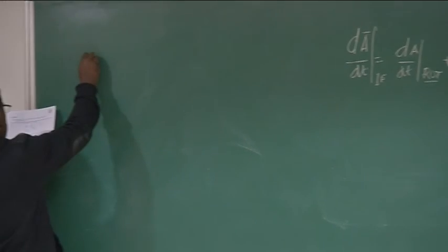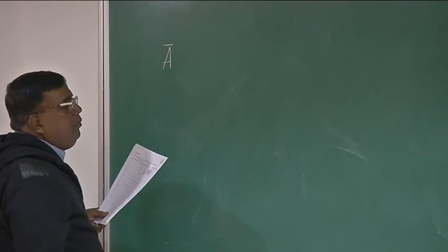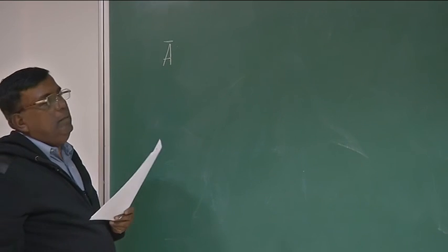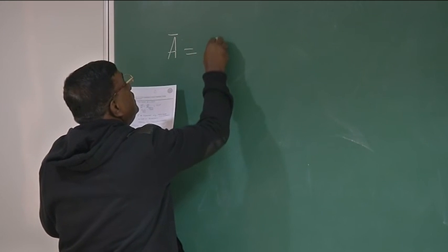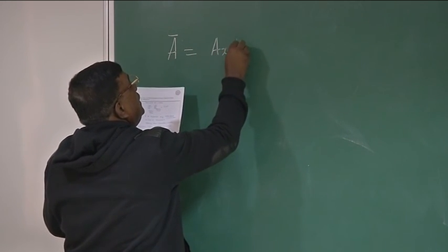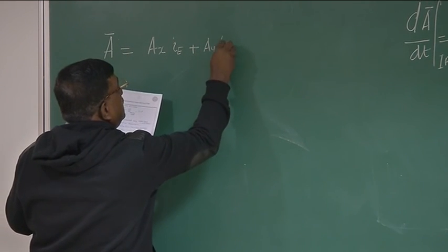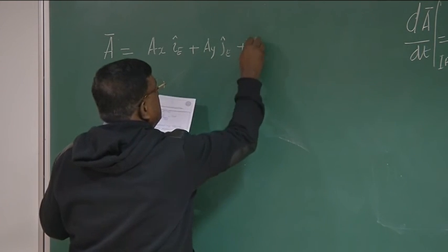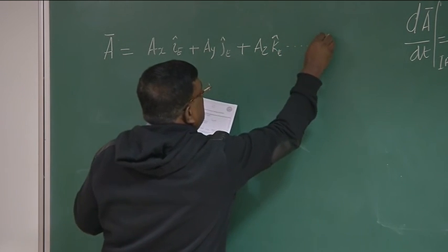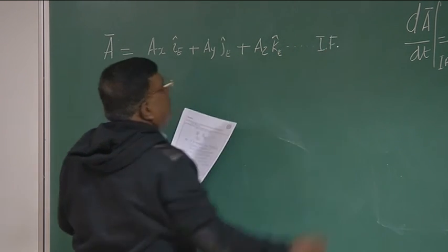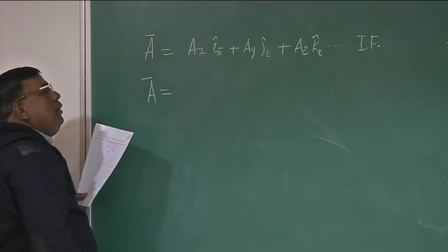Let me define a vector A. I can define this vector both in the inertial frame and the rotating frame, because both have an axis system. For A in the inertial frame, I write A = Ax iE + Ay jE + Az kE. This is defined in the inertial frame. I can define the same vector in the rotating frame.